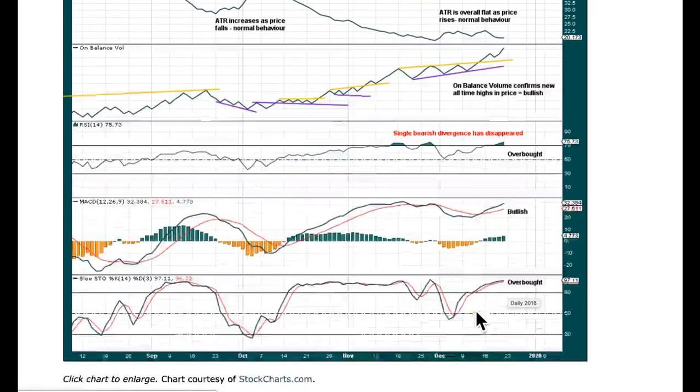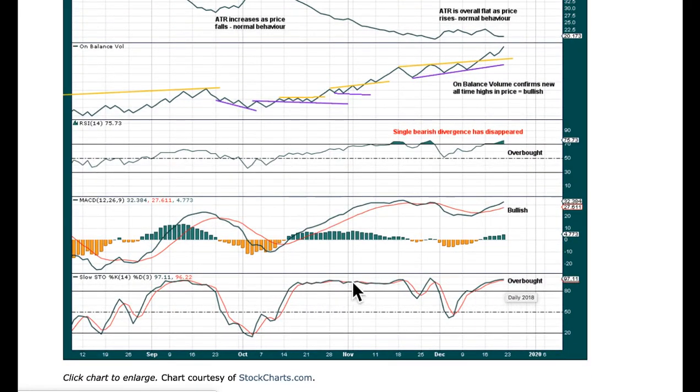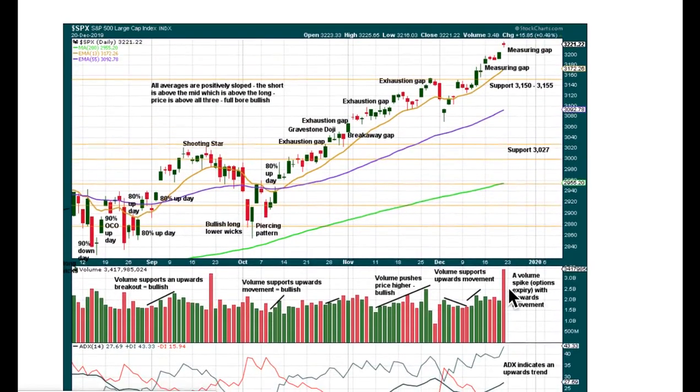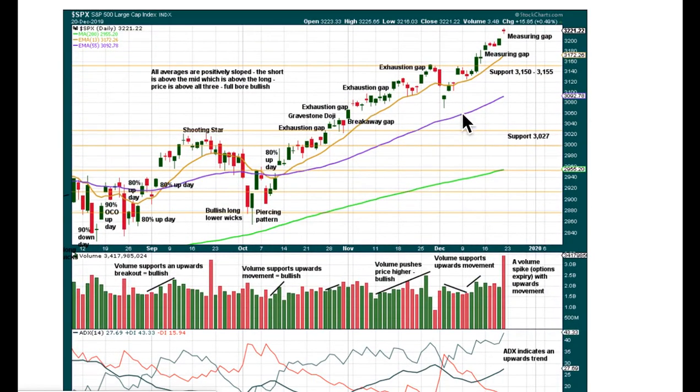MACD remains bullish, stochastics overbought, but that can remain very extreme for a long period of time when this particular market has a strong bullish trend. I will be looking for a bearish candlestick reversal pattern, a strong bearish signal from on-balance volume, a bearish signal from the AD line, and or a 90% downward day before I call for an interim end to this upward trend and a larger consolidation or pullback.